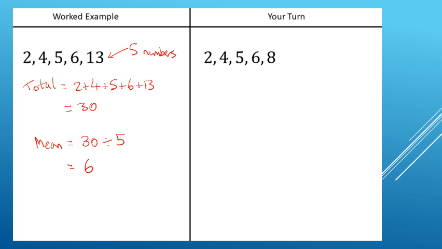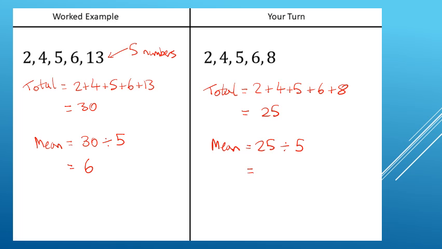Okay, so the question on the right hand side here, starting off by finding our total again, we should be doing 2 plus 4 plus 5 plus 6 plus 8. And that should have given you a total of 25. And now to get my mean, I've got 5 numbers again, so I'm going to do 25 divided by 5. And that should give you an answer of 5.